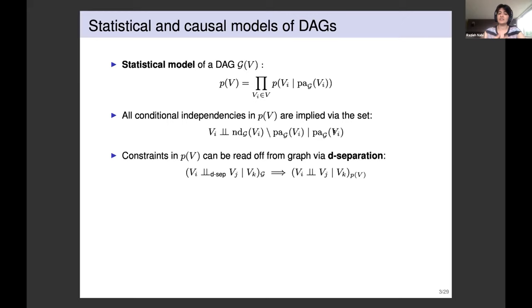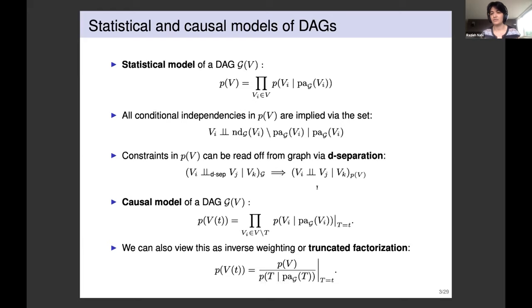In general, we can read off independencies between two random variables via what's known as d-separation, where we basically say that if, given a third variable, two variables are d-separated in the graph, they are going to be conditionally independent in the underlying joint distribution.